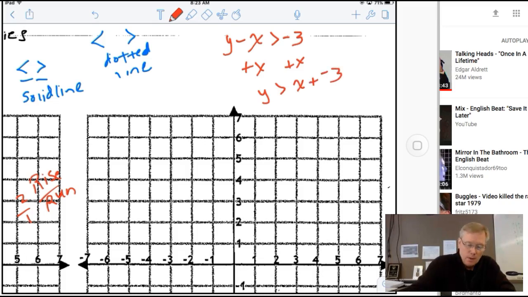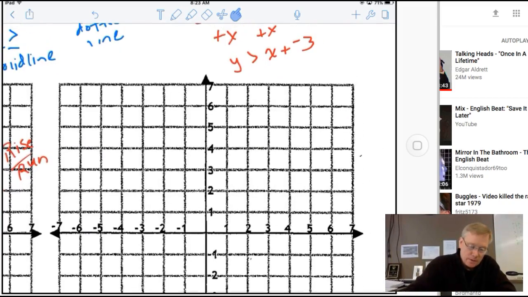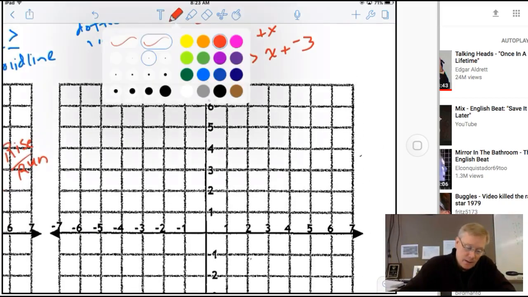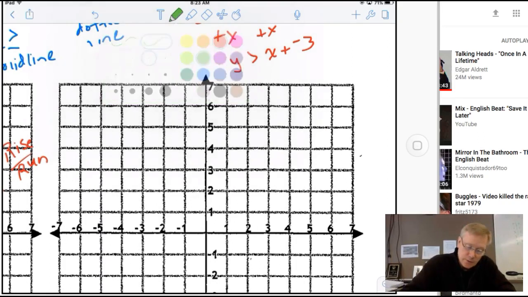All right, either one. Now I'm going to graph that line. Now this is like this. Now, because it doesn't have that line underneath it, this is going to be a dotted line.